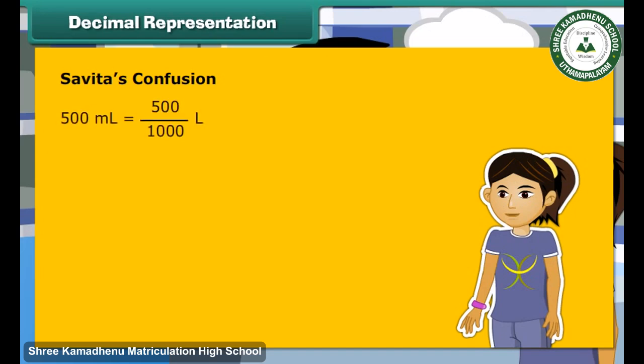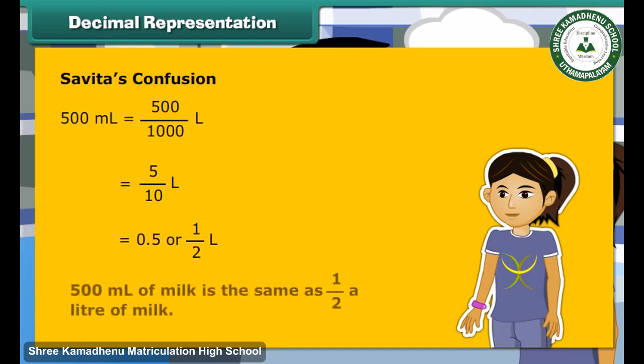Now, we revisit Savita's confusion. 500 ml is equal to 500/1000 liter. That is equal to 5/10 liter. That is equal to 0.5 or 1/2 liter. 500 ml of milk is the same as 1/2 a liter of milk. Savita is now relieved.